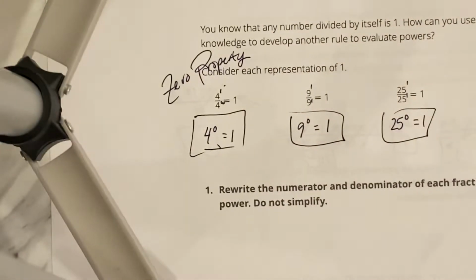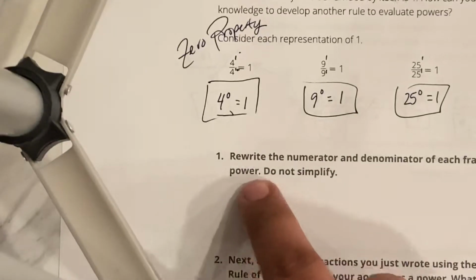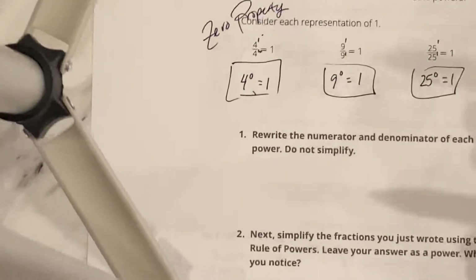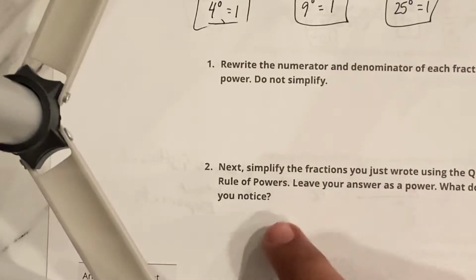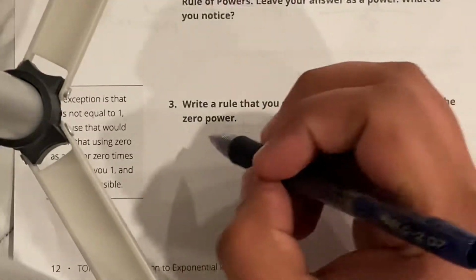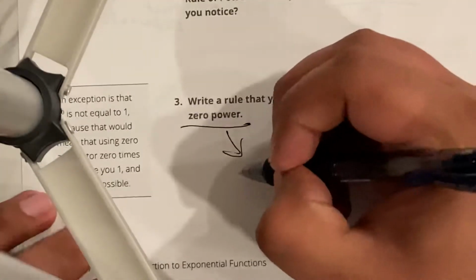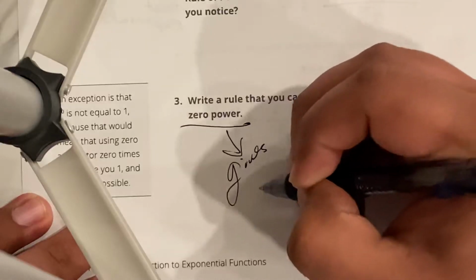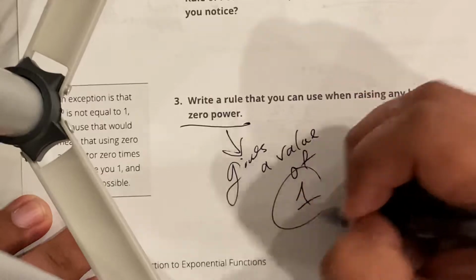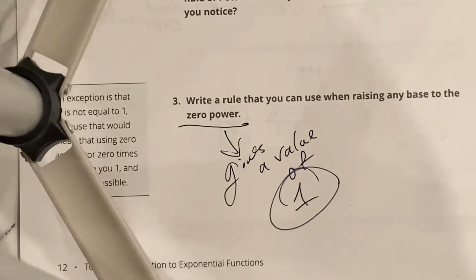Okay? So, without simplifying, I already did it for you. Next, if we do the quotient rule of powers, leave your answer as a power. What do we notice? That it is always 1. A 0 power gives me a value of 1. Very important. That was a quick page. Let's keep rocking and rolling.